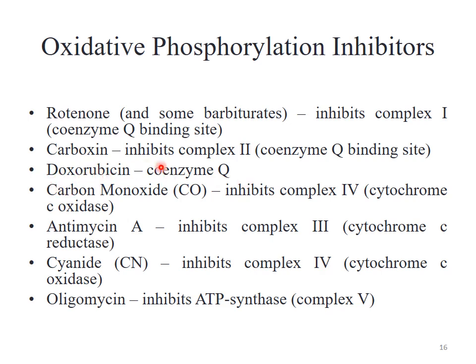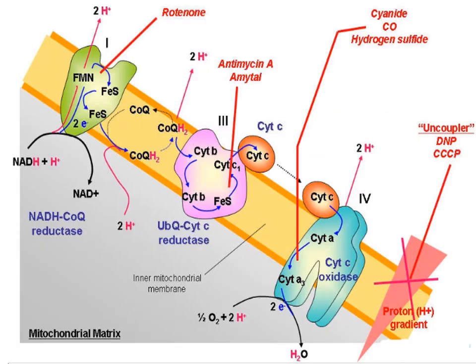Doxorubicin is the inhibitor for coenzyme Q. Carbon monoxide is the inhibitor for complex 4. Antimycin is the inhibitor for complex 3. Cyanide is the inhibitor for complex 4, and oligomycin is the inhibitor for complex 5, that is ATP synthase.